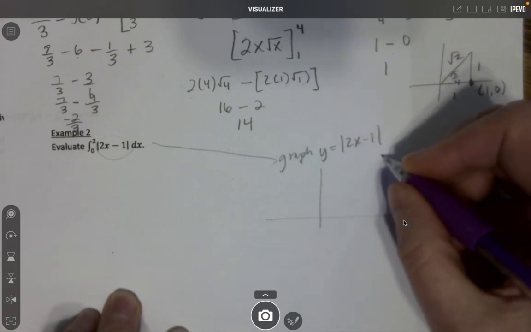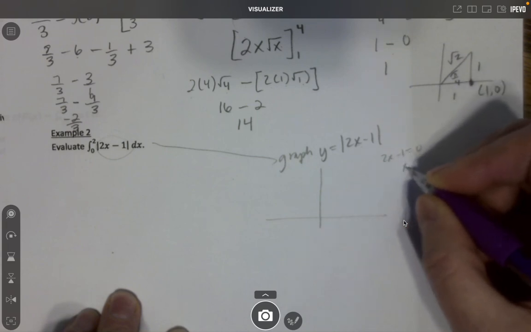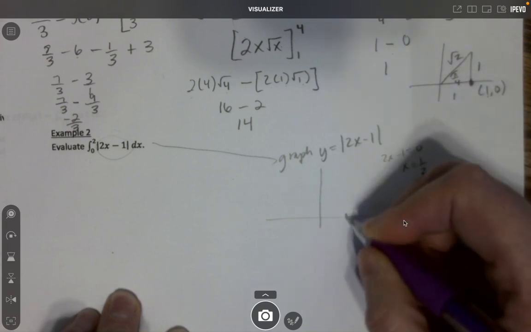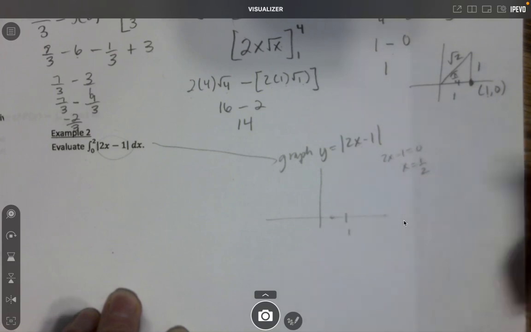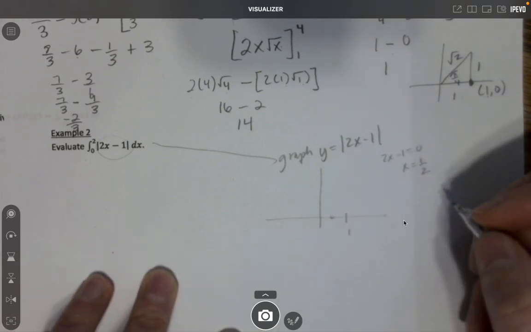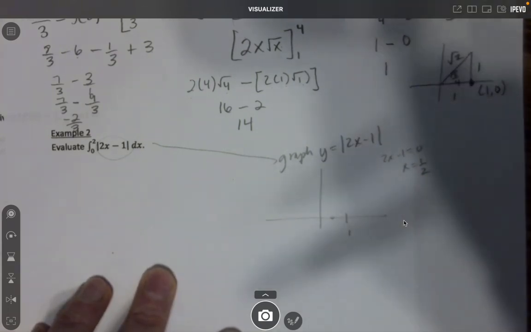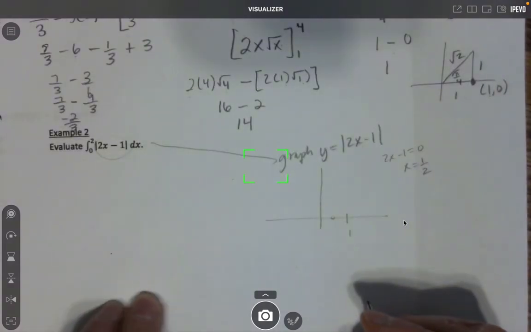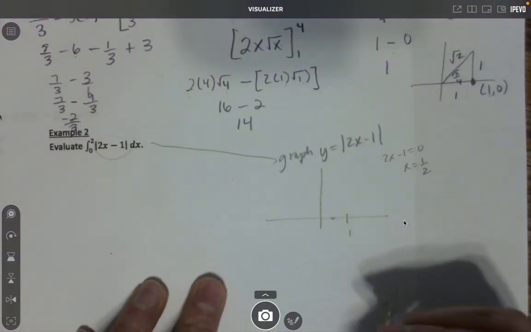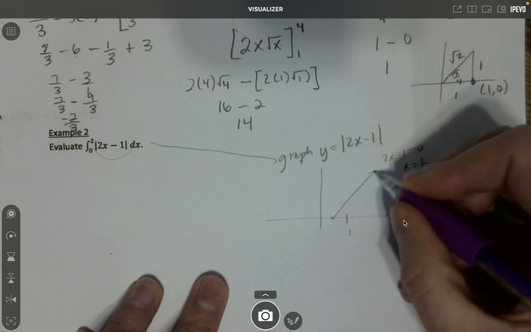If I had 2x minus 1 equals 0, my x would be 1/2. So if this is 1, here's 1/2 right here. That's going to be my vertex. So my vertex is going to be 1/2 comma 1. And then I need to be thinking about what kind of pattern I would have. And so I know that absolute values go something like this.